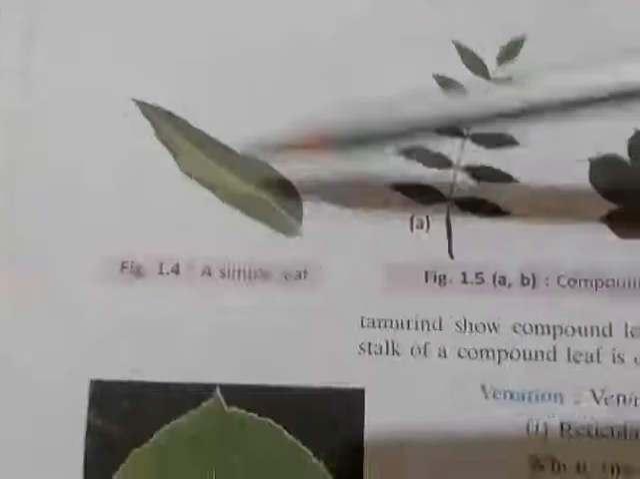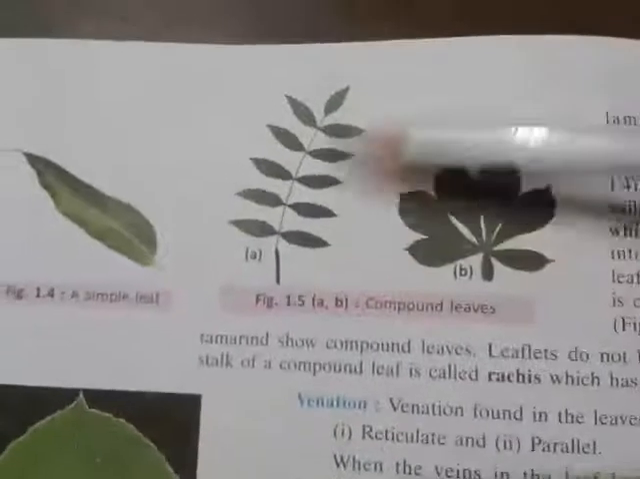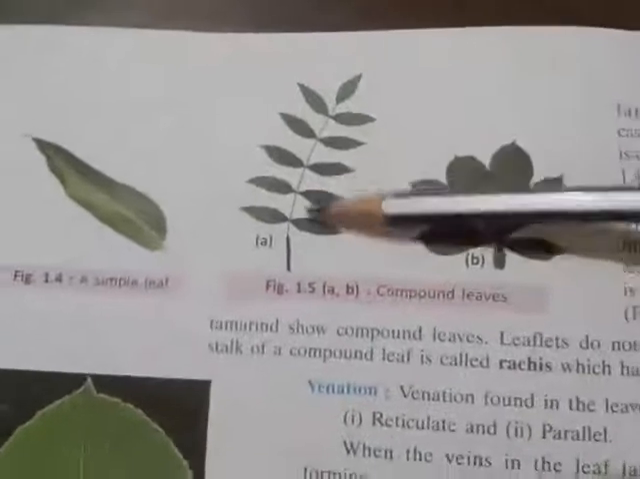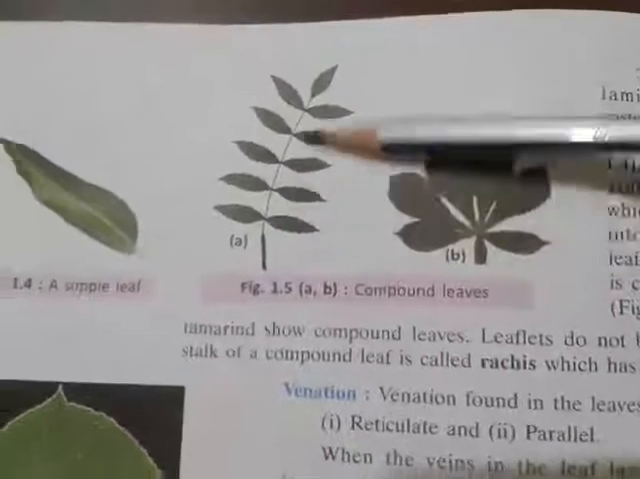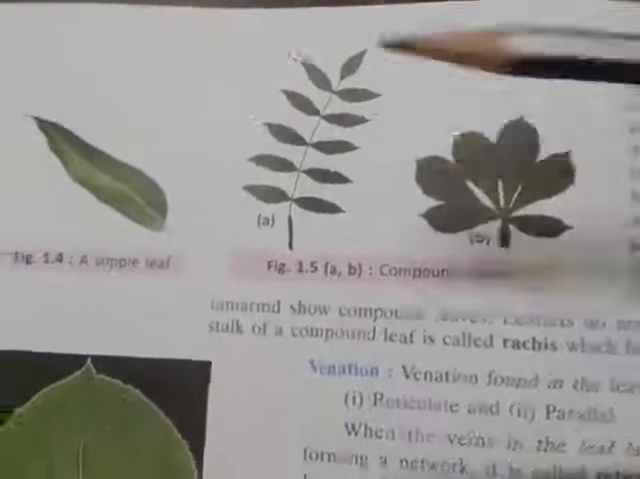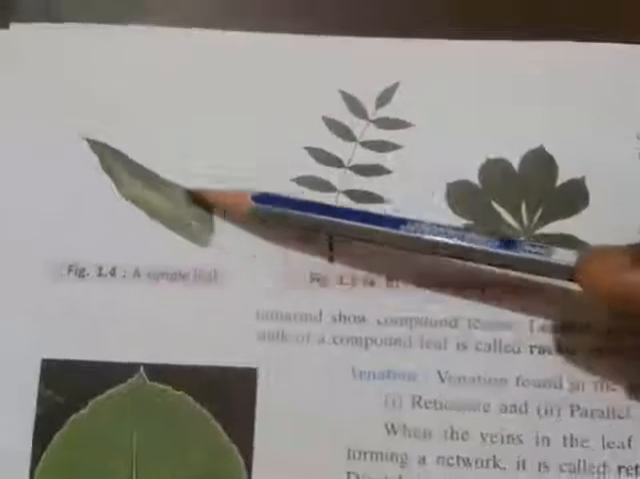So that undivided leaf actually is your simple leaf. If you see the neem leaves, that time we will see that the lamina is divided into many portions. So this is your compound leaf. So basically, what is the definition of simple leaf and what is the compound leaf? Whenever the lamina is undivided, that leaf will be your simple leaf.